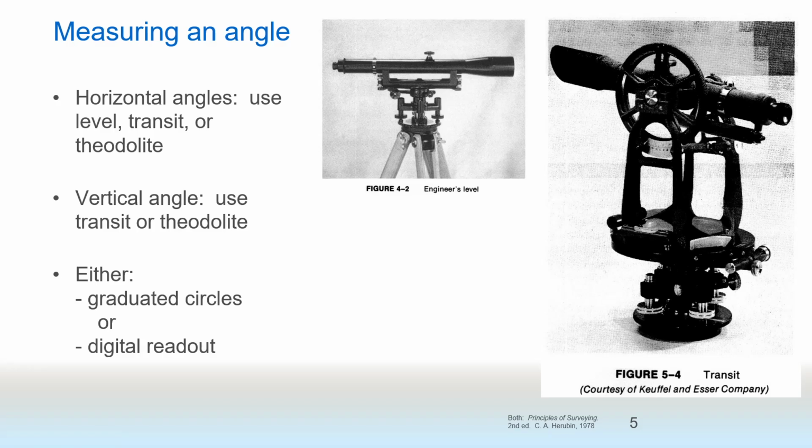We use a huge amount of instruments for measuring an angle. First of all, different theodolites. We know how to measure horizontal angles. We use level, transit, or theodolite. For a vertical angle, we use transit or theodolite. And we can also use a graduated circle or digital readout.